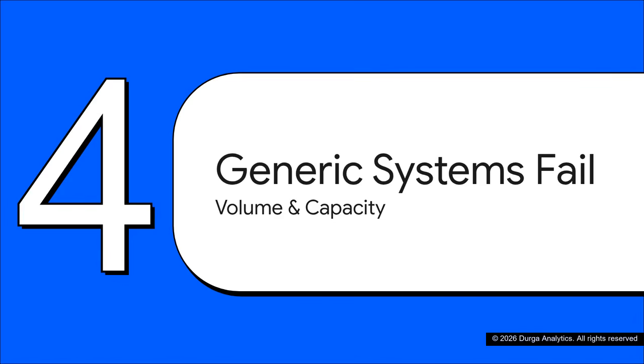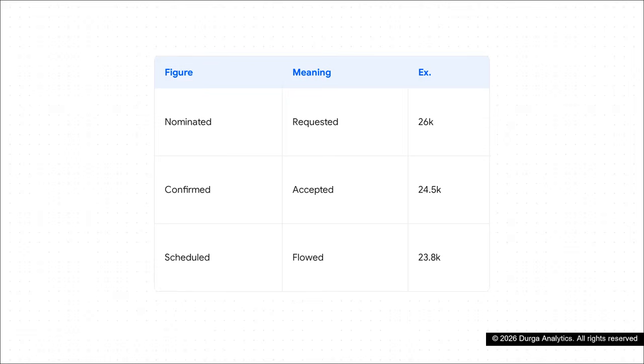Section 4. When generic systems fail. Gas, volumes, capacity, and location. This brings us to why generic, off-the-shelf commodity systems struggle so badly with the actual physics of natural gas. They usually fail at native multi-unit positions, they fail at treating pipeline capacity as a distinct asset, and they handle locational granularity terribly.